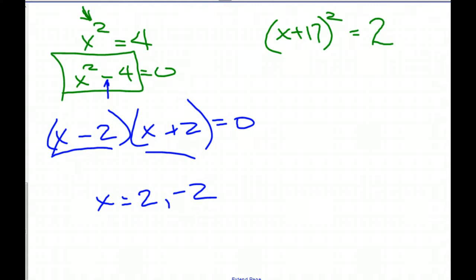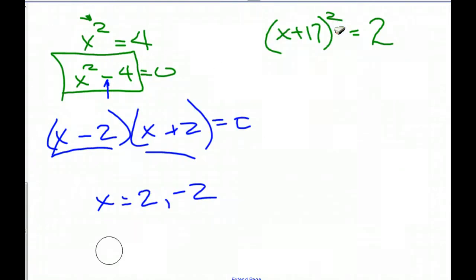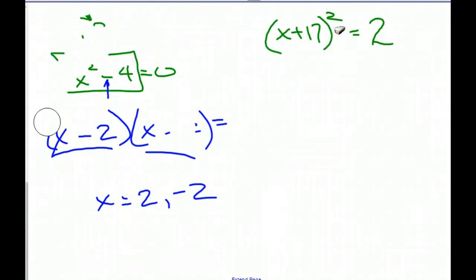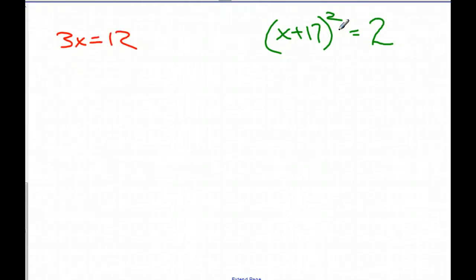All right, let's ignore the problem I have up there for a minute, and look at 3x equals 12. How do you solve that? Divide by 3. Because that's how you get x alone. Because the 3 is multiplied, in order to get rid of it, you do the opposite. If I had x plus 3 equals 12, you would subtract 3 because that's the opposite.